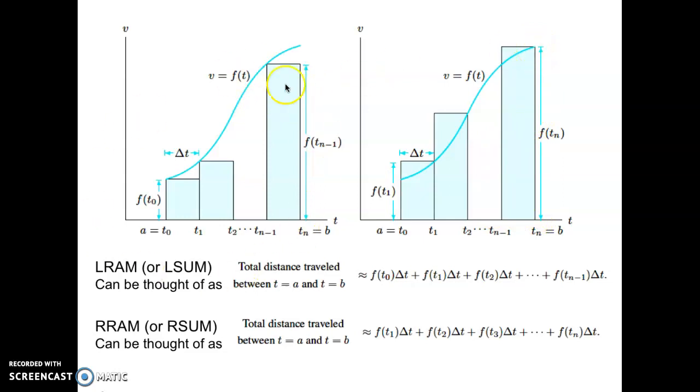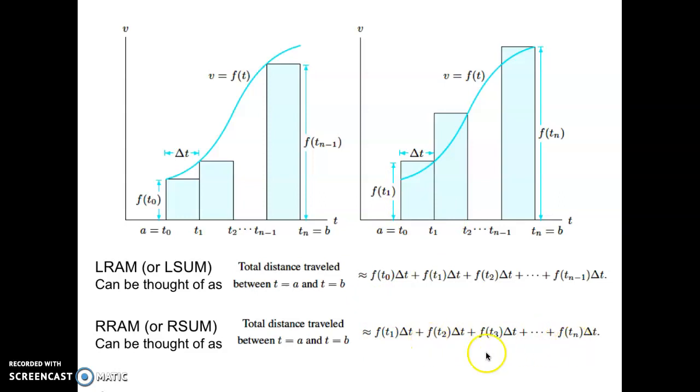So notice with an LRAM, we use the first input value and all of them except for the last. And for the RRAM, we use the last value and all of them except for the first input value.